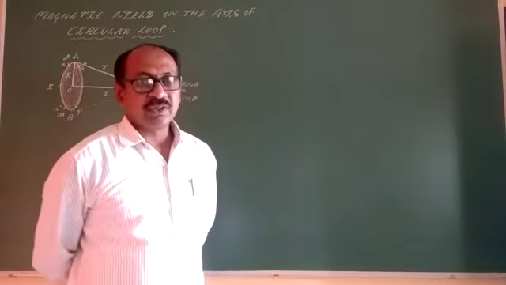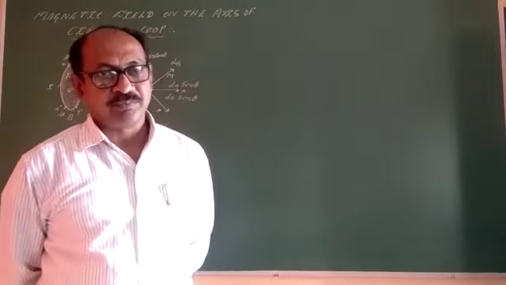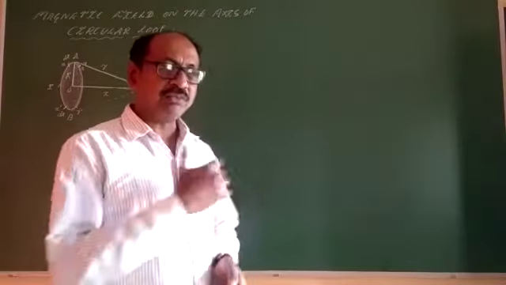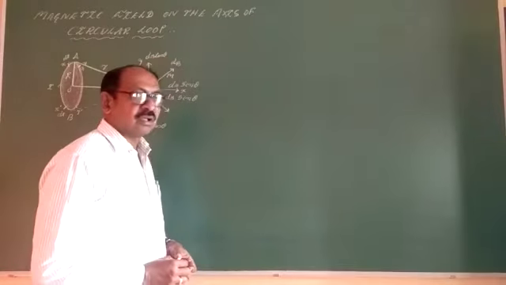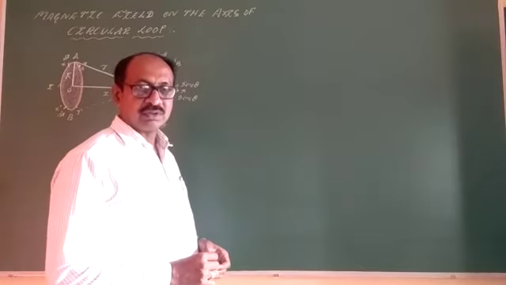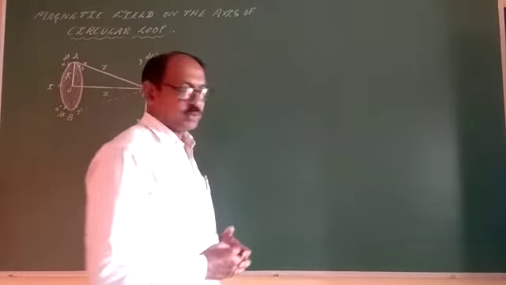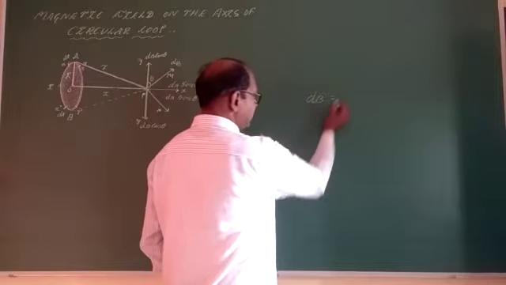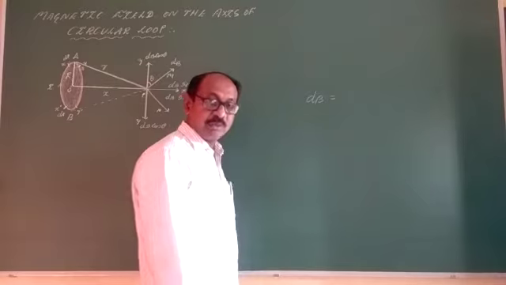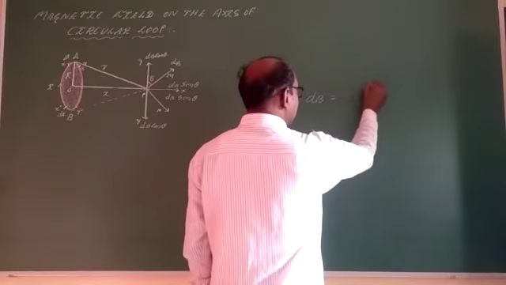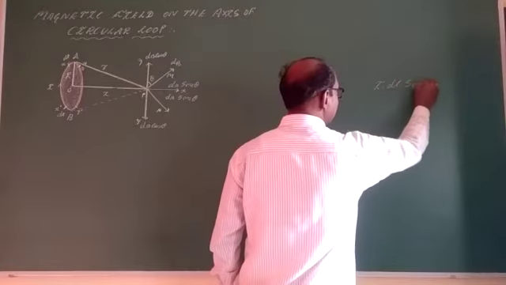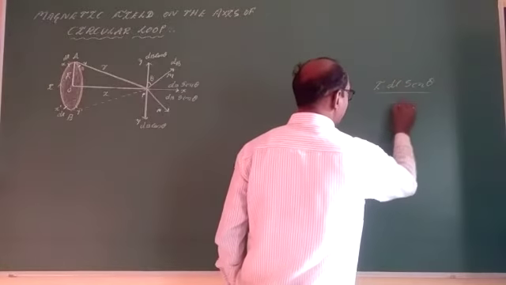So in the last class we were discussing the Biot-Savart law. The Biot-Savart law says the magnetic field around a conductor is directly proportional. So dB, that is the magnetic field, is directly proportional to I dl sin theta divided by r squared.